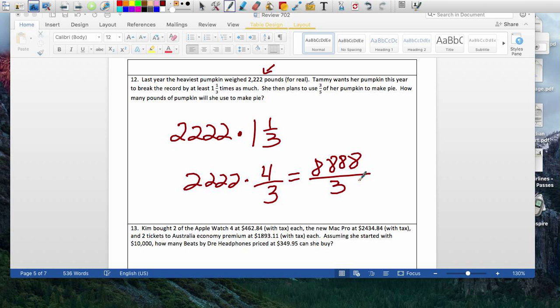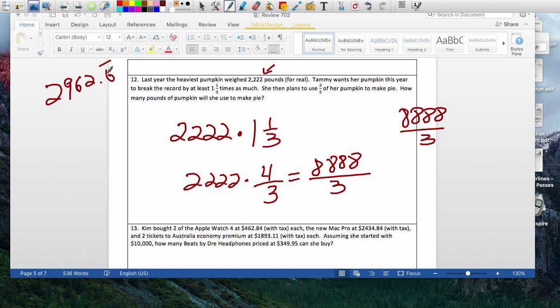I want to leave it as a fraction because we're still not done. So let's just leave it like that for now. Her new pumpkin will weigh this much, because I have to do this division part. The new pumpkin weighs about 296.2. If you multiply 222 times 4/3, the decimal format would be this.